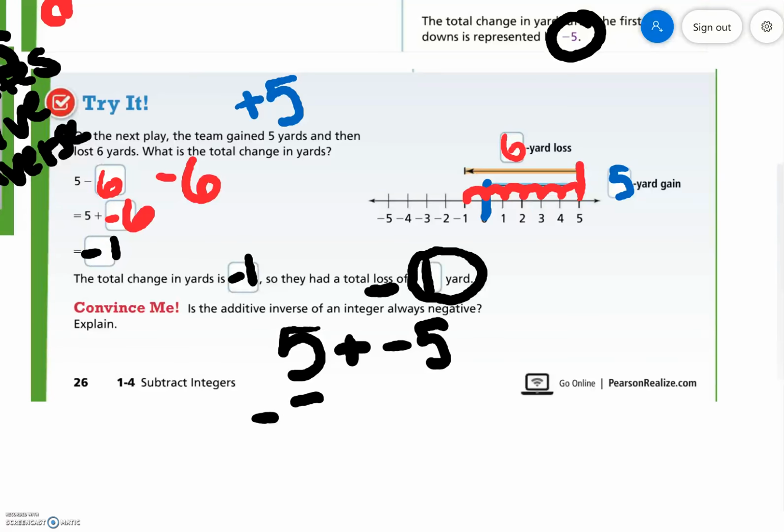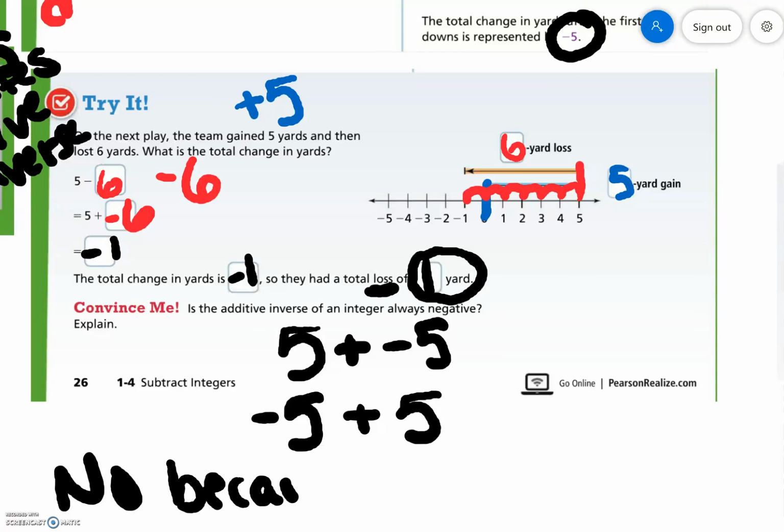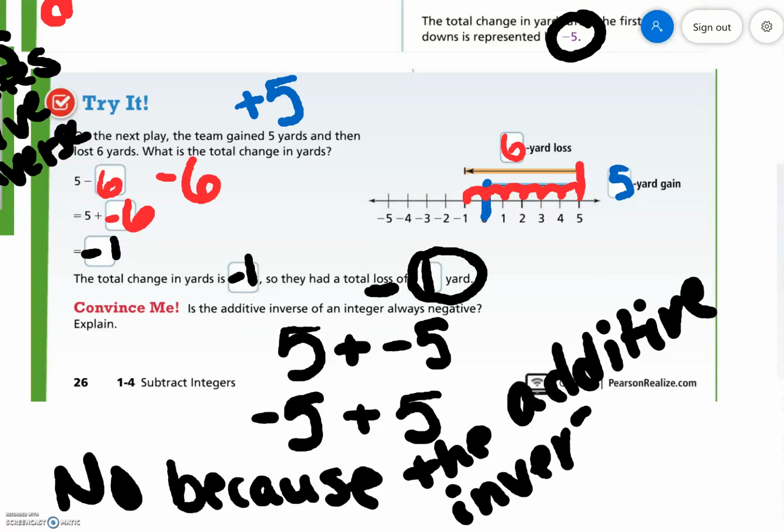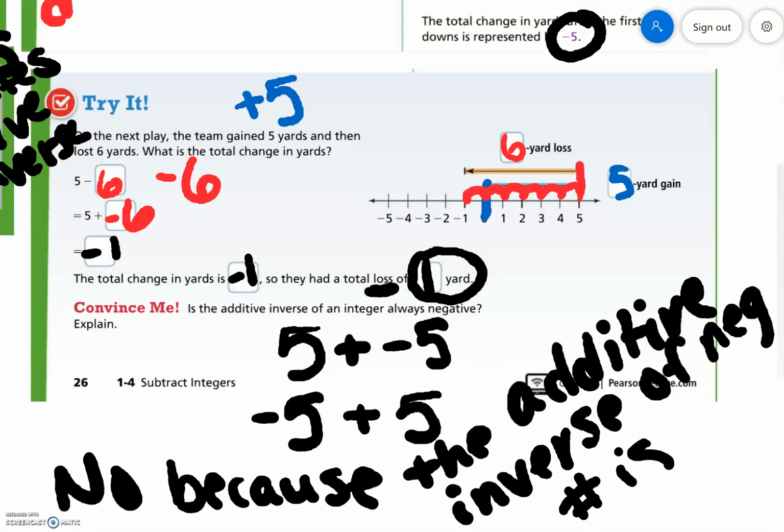But what if I said, what's the additive inverse of negative 5? It's 5. So no, the additive inverse is not always negative, because the additive inverse of a negative number is positive.